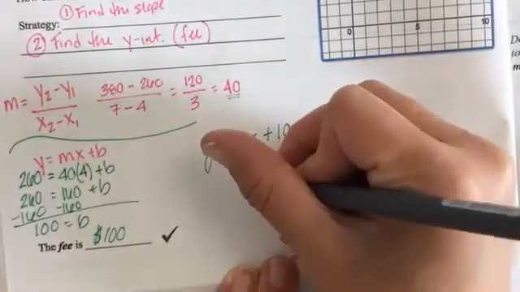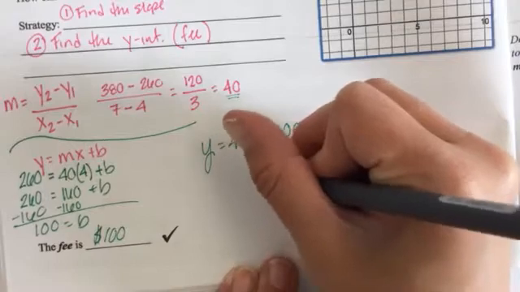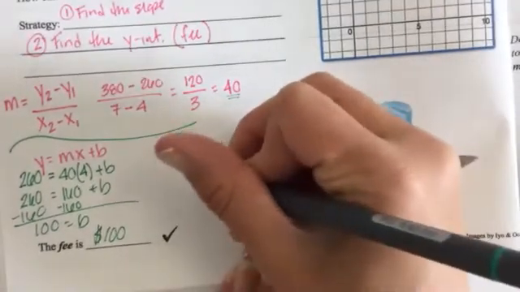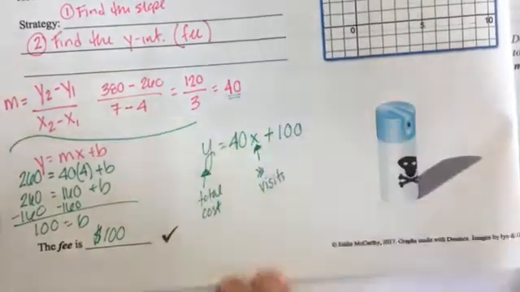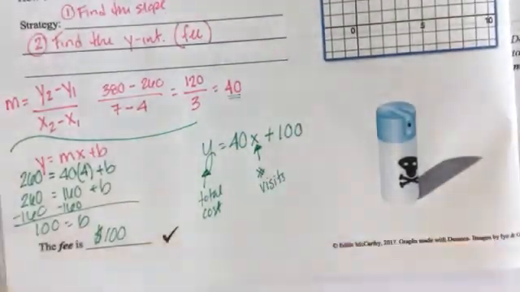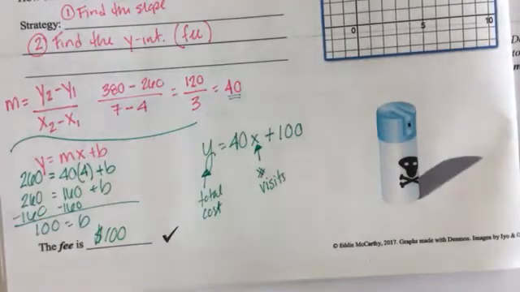The number of visits, the total cost. I still like to tell myself what X and Y are. Okay.